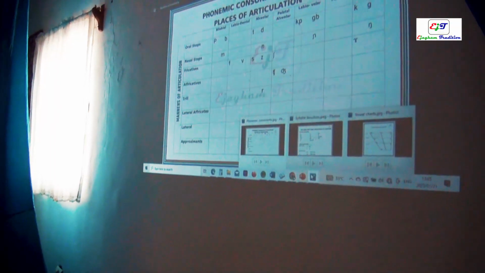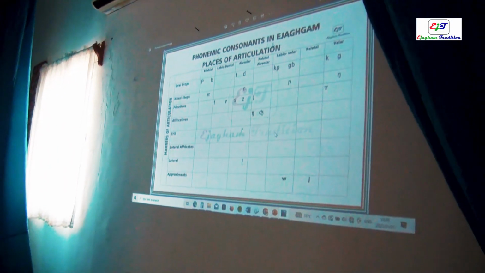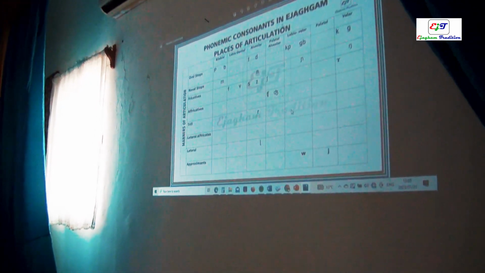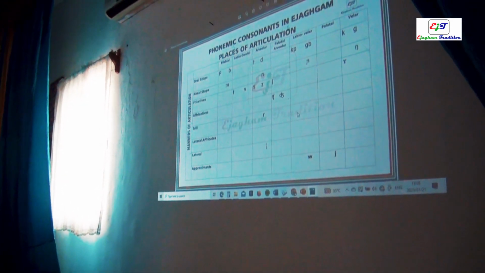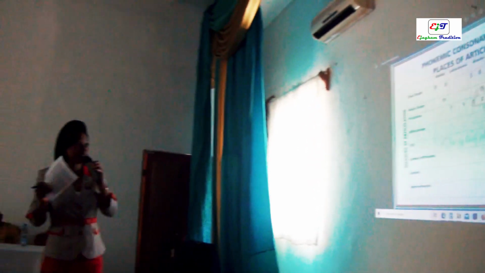So this is specifically for the Ejagham language. If you look at the English language or the French language, they are not exactly the same sounds. This is typically for the Ejagham language, and all the varieties that we speak are found in these sounds. We have consonants, and we have displayed them according to place and manner of articulation. So we have the stops, which we also have in the IPA: p, b, t, d, k, and g. Those are the stops that we have in the language.